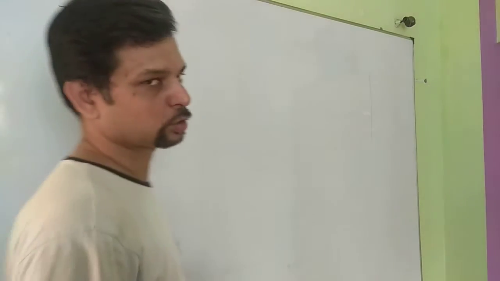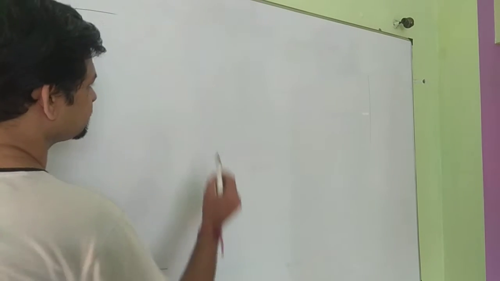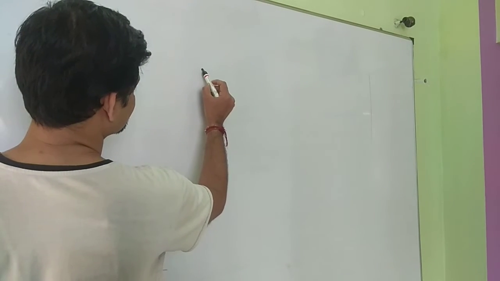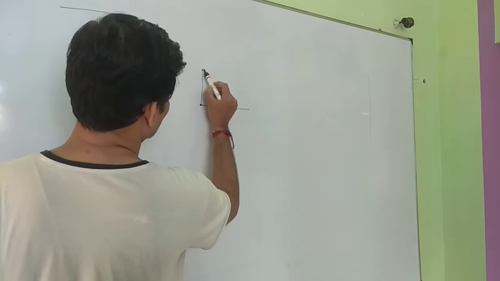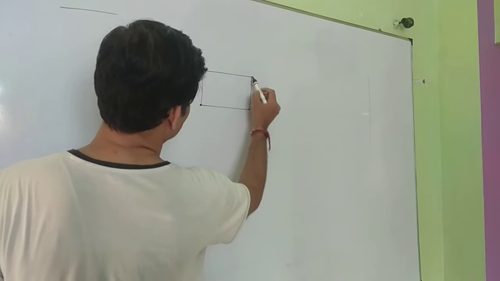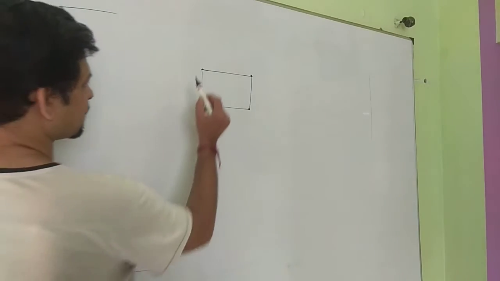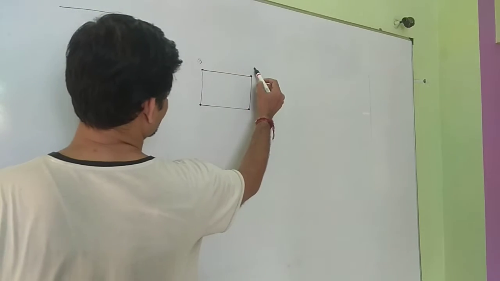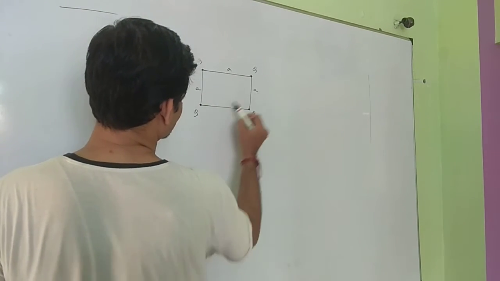Now another superposition principle numerical. Write down four charges, suppose, are placed at four corners of a square. Four equal charges, let us call them capital Q, and the side of the square is A.